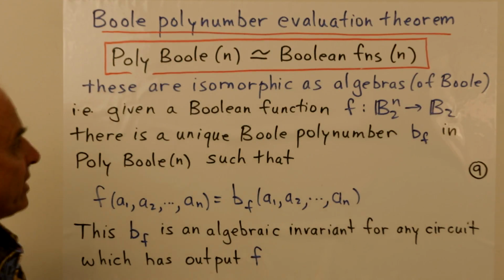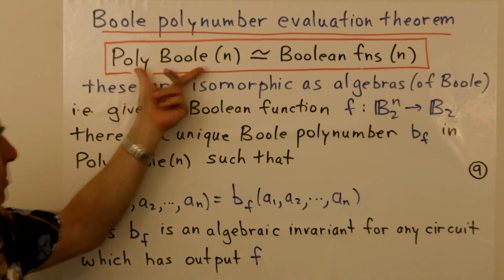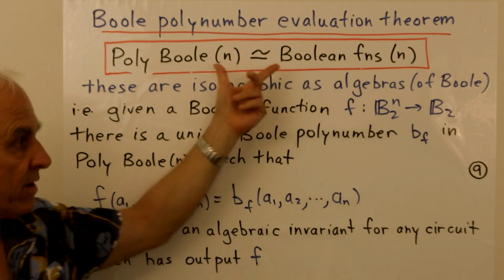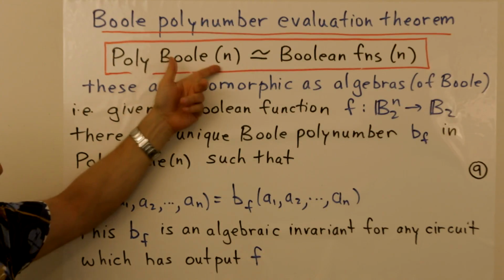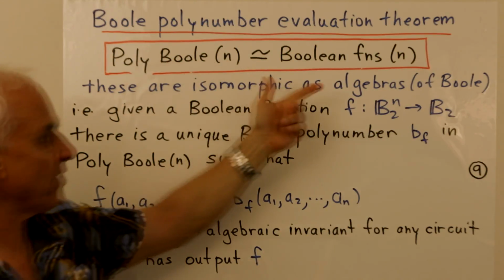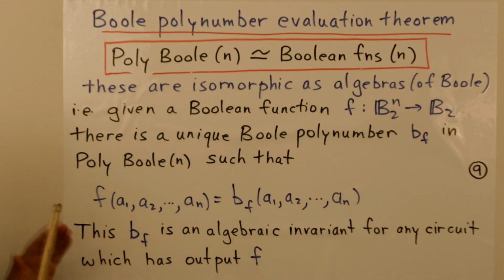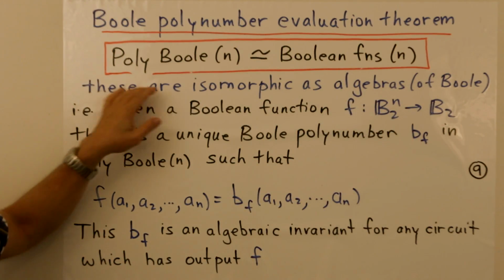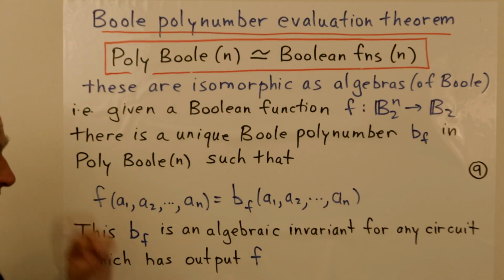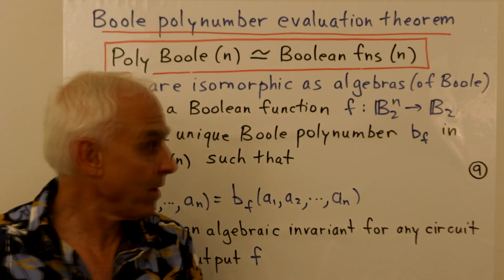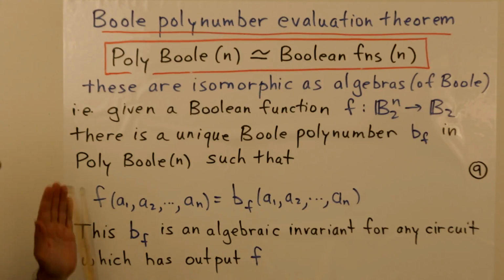It asserts that these 2 objects are isomorphic, that the Boole polynumbers of dimension n are isomorphic to the Boolean functions of dimension n. And they're isomorphic in what sense? Well, actually it's quite a strong isomorphism. They're isomorphic as algebras of Boole. So what does this mean?